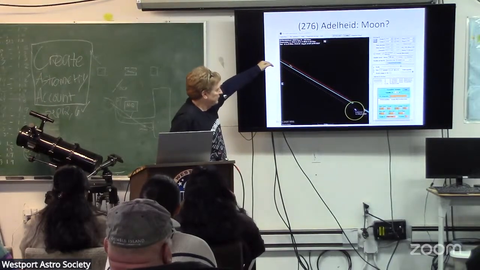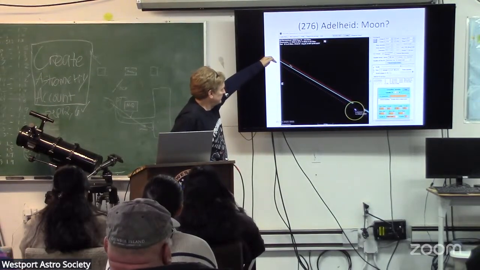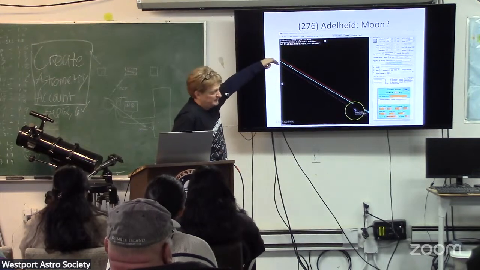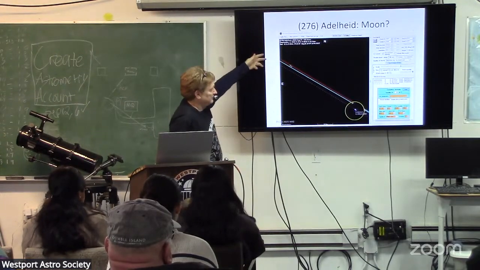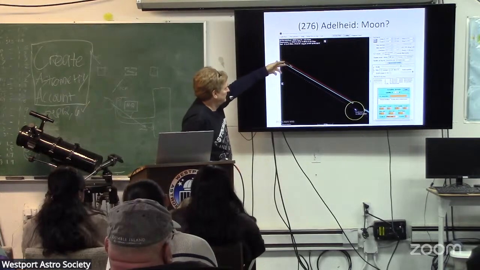So there was another observer in Arizona who was also observing this. He was right, very close, but he did not see any evidence for a moon. So the question is, what's this? There needs to be a follow-up.